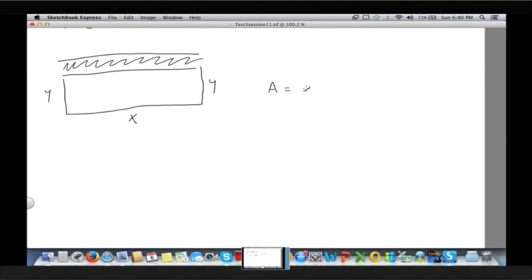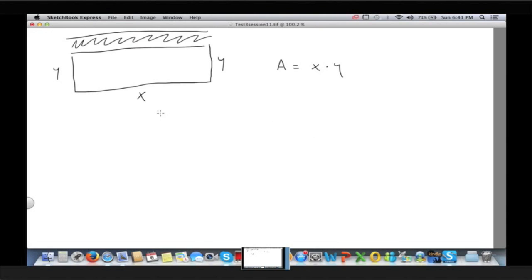Area equals x times y. Then our relationship is that we have 1,200 feet of fencing. So we have x plus 2y equals 1,200. And so we need to pick a variable. I'm going to solve for x so we don't get a fraction. Okay, cool.